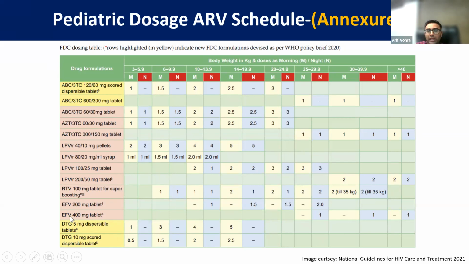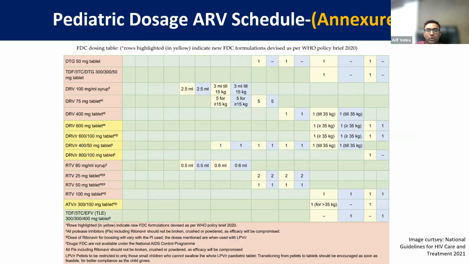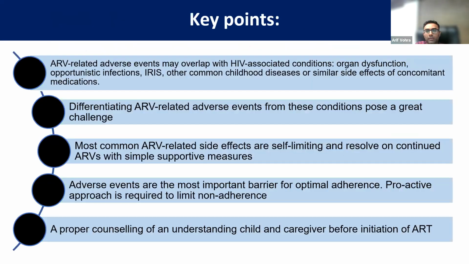So if a pediatric formulation is available with you, you can start DTG in less than 20 kg also, but don't break the tablet into half and give it to the child because the bioavailability of the drug will be decreased. So just make sure that you don't use the adult 50 mg DTG tablet for a child by breaking it into pieces. It is not at all recommended.